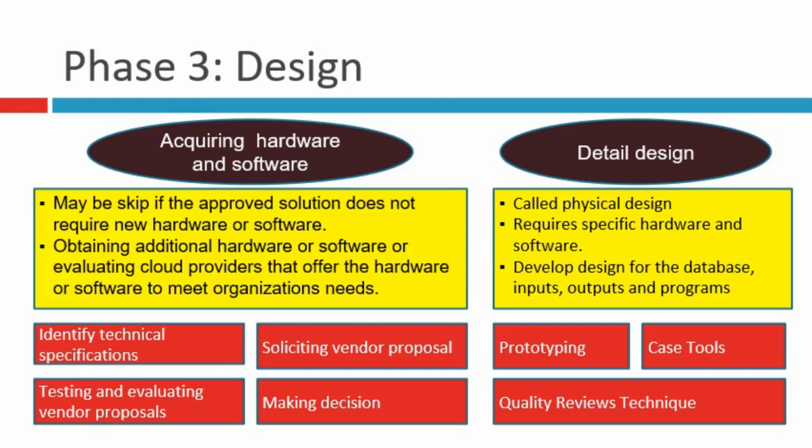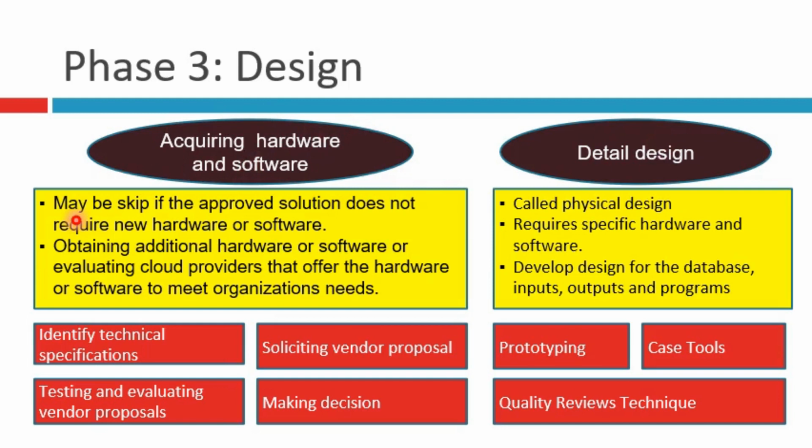Now, in this phase, the design phase consists of two major activities. The first major activity is acquiring hardware and software, and then detailed design. So what is acquiring hardware and software?